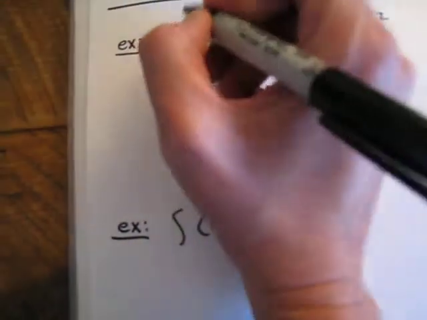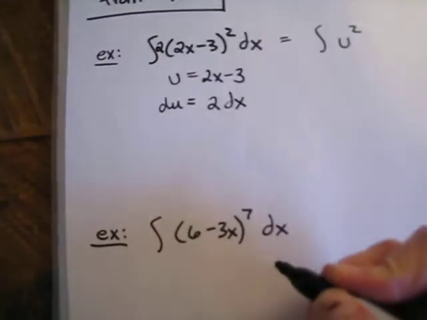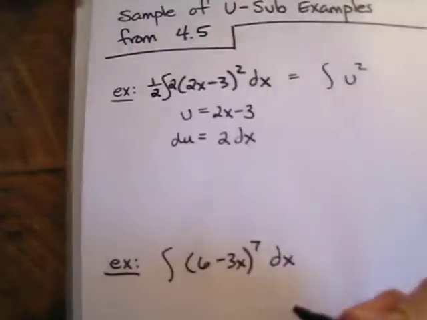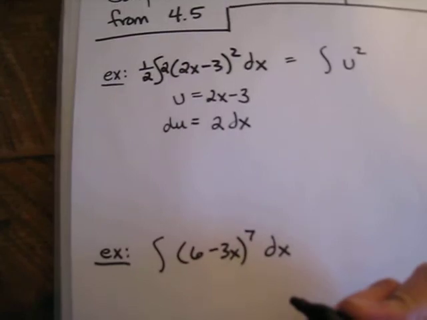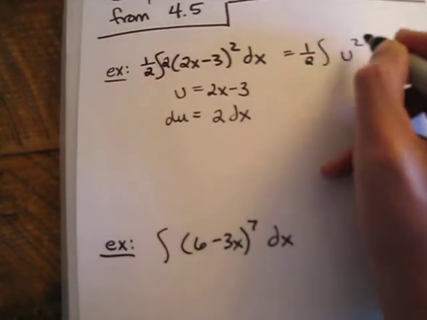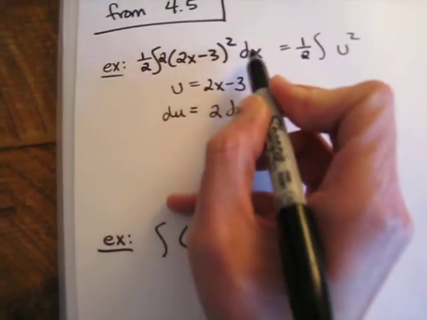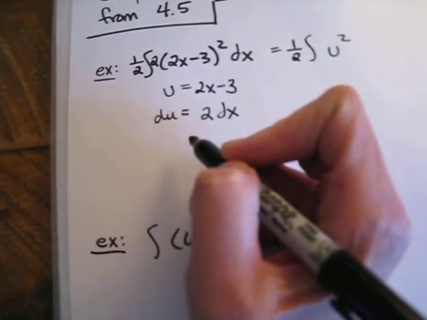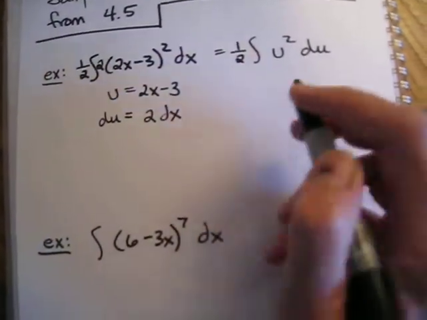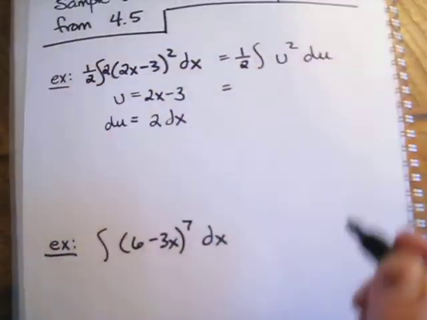So what I do is I create that. I insert a 2. But if you put a 2, then you have to put a 1/2 so that you're not really changing anything. So now we have 1/2 the integral of u squared, and then 2dx gets replaced by du. Now that is something I can integrate by just straight power rule.